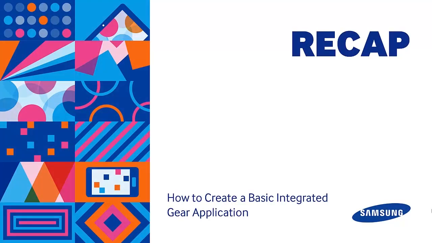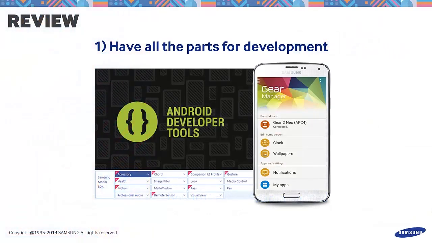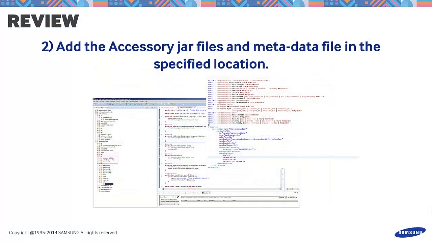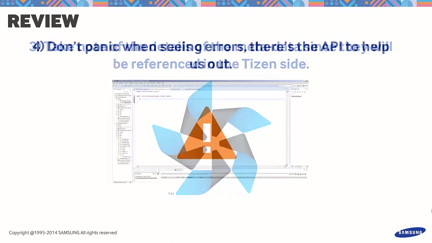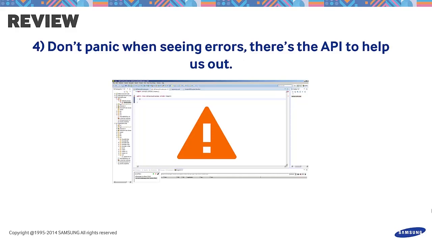For a review, let's have a recap of the best practices in creating an application for SAP. First, have all the parts for development. Second, add the accessory jar files and metadata file in the specified location. Third, take note of the details of the metadata since they will be referenced in the Tizen side. And fourth, don't panic when seeing errors. There's the API to help us out. We hope this tutorial helped.